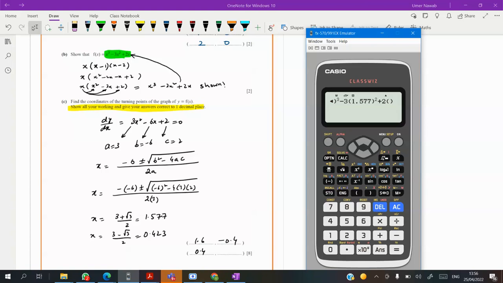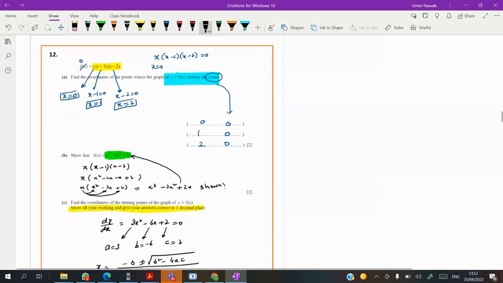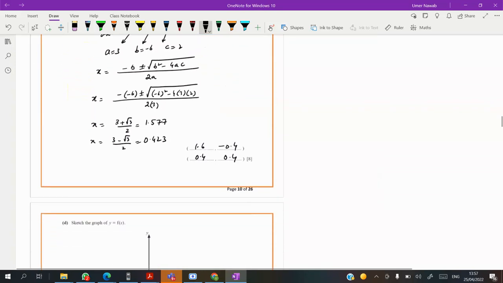1.577. We will write 0.423. Last one, 0.423. It gives us 0.38. So to one decimal place, it should be 0.4. Interesting. So guys, we found the stationary points.